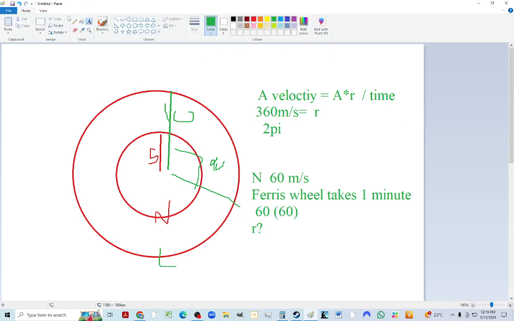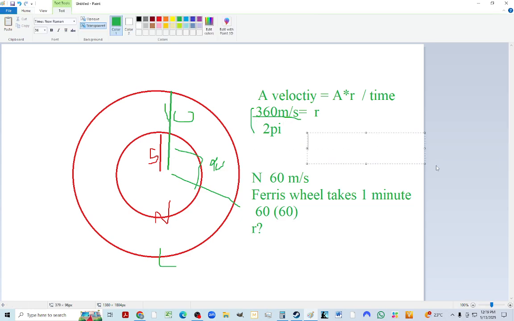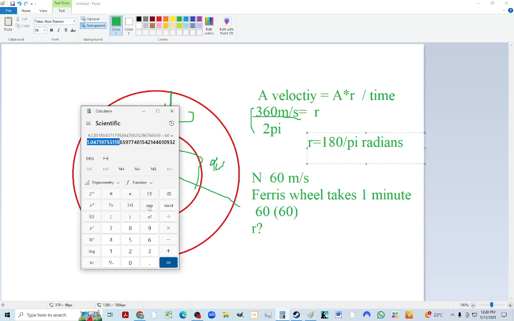Which means the radius of this wheel is 360 divided by 2 pi. The 2 can go into 360. If your teacher wants you to leave it in pi radians, you would just say the radius is equal to 180 divided by pi radians. If she wanted you to calculate it in meters, you would take 180 and divide it by pi.